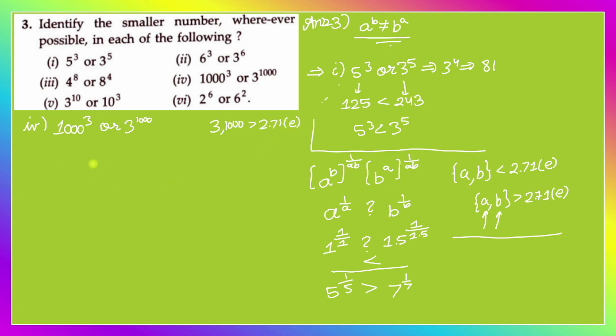So it means that 3 to the power of 1/3 will be greater than 1000 to the power of 1/1000. And if you raise both to the power of 3000, you're going to get 3 to the power 1000 is greater than 1000 to the power of 3. So like this we can deduce the formula.